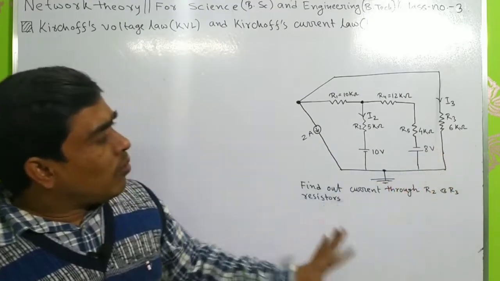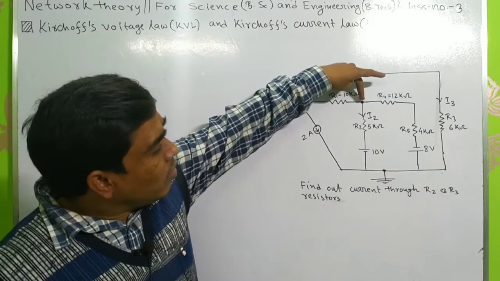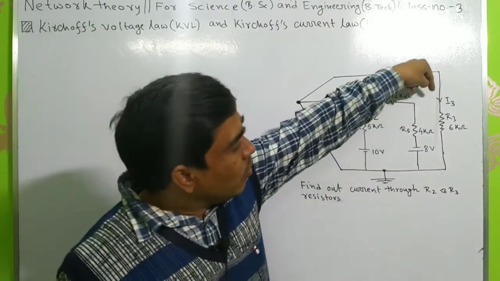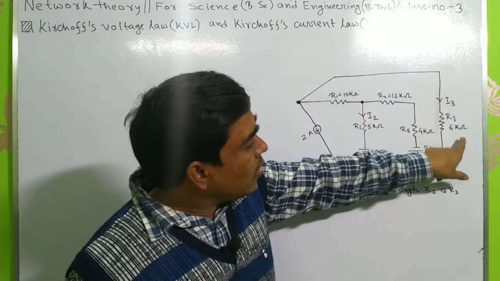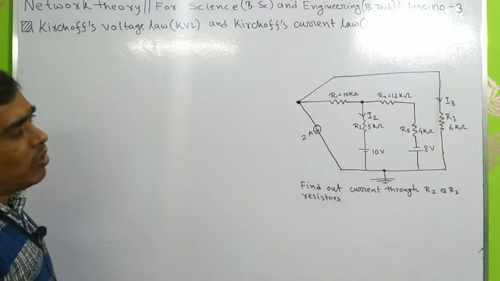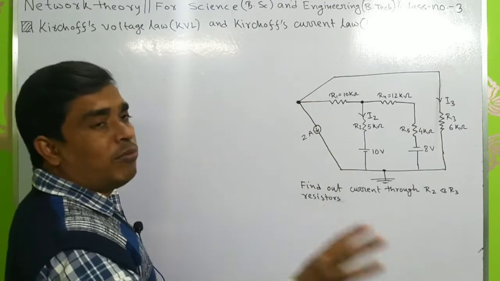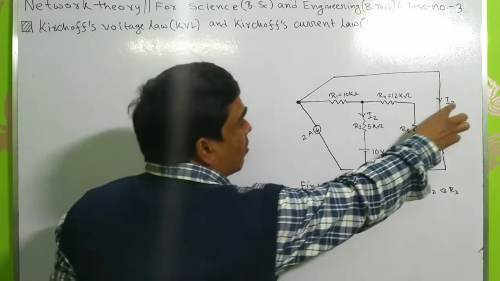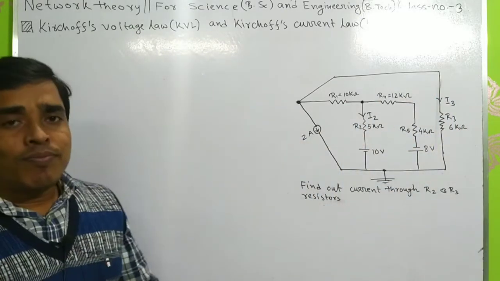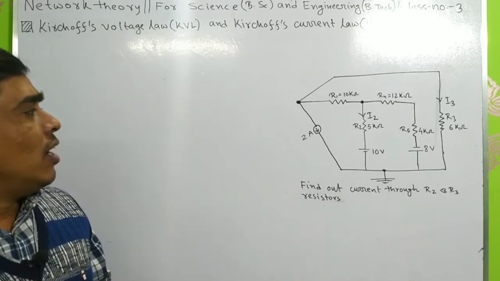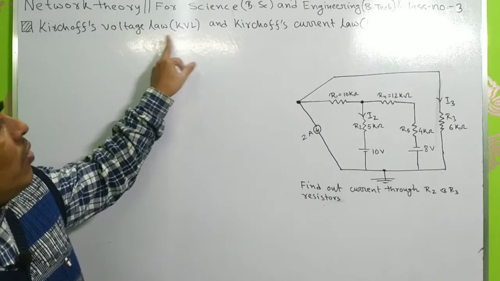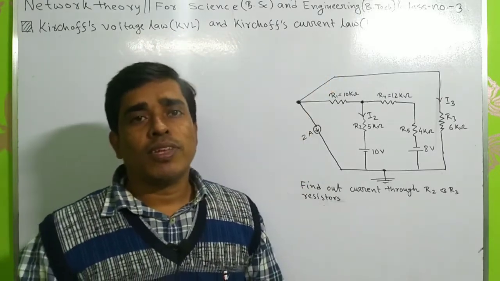You have to calculate the current through the resistance R2, that means 5 kilo ohm, and the current through R3, that means 6 kilo ohm, I3. So in this circuit you have to calculate these two parameters, I2 and I3. Now I will calculate these two values with the help of Kirchhoff's voltage law and current law.